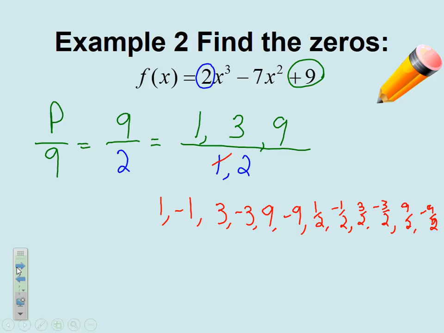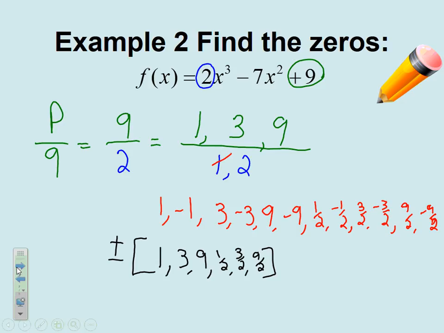Remember, we can shorten this. You can write it like this, you guys: plus or minus 1, 3, 9, 1/2, 3/2, 9/2. Just remember that they can be positive or negative. Okay? All right, moving on.